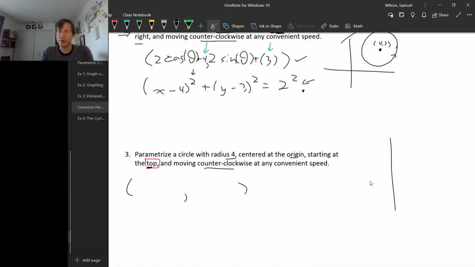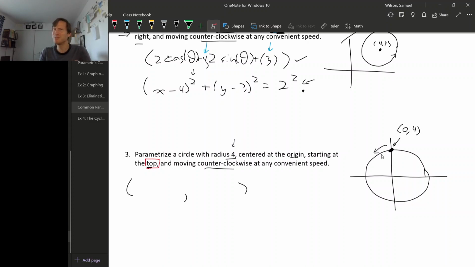So let me draw this circle. Like this. And we're moving counterclockwise starting at the top like this. Okay, so think about the x-coordinate for this point. The x-coordinate needs to start at 0, because this top point is (0, 4), because the radius is 4. So the x-coordinate has to start at 0, and it has to be decreasing.